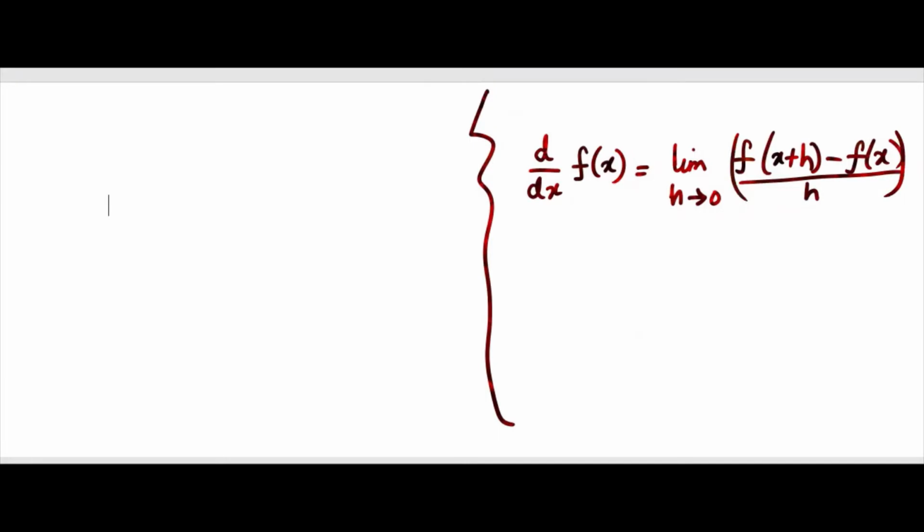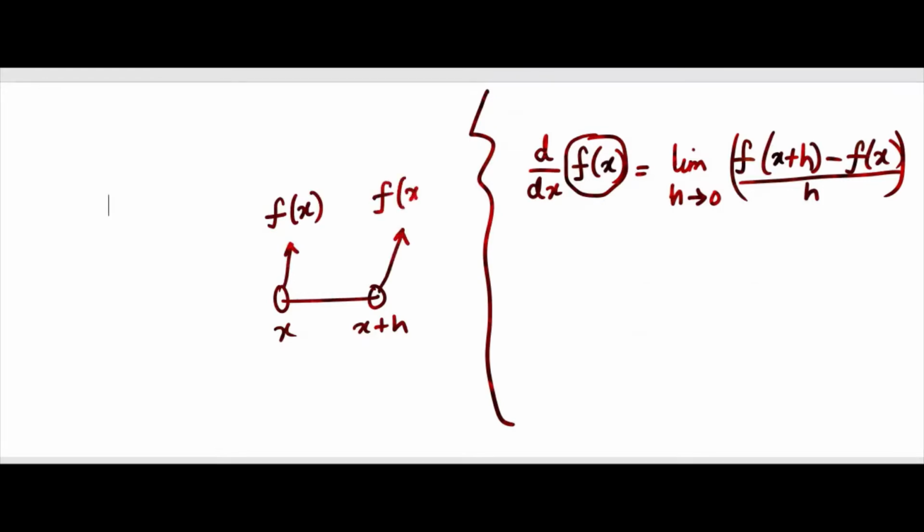Here h tends to 0. This is the definition of differentiation, the rate of change of a function with respect to x. So when x changes from x to x plus h, there is a small change. You see the functional value. The functional value is f(x) here, f(x plus h) here. So for a change h here, what is the change in the function?